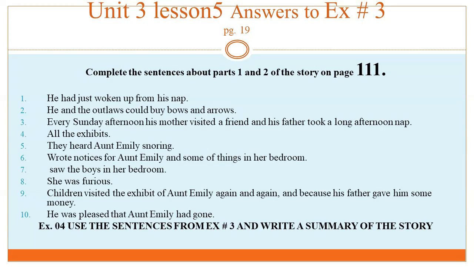Find exercise number 4 that says use the sentences from exercise 3 and write a summary of the story. Once you are done with exercise 3, you have completed all the 10 sentences. Now you have to arrange all these 10 sentences in a way that it makes the summary of the story. A summary is basically a short passage that tells us all the main events of the story. You need to arrange all these 10 sentences in a way that it makes just one passage, and it is the summary of the story.